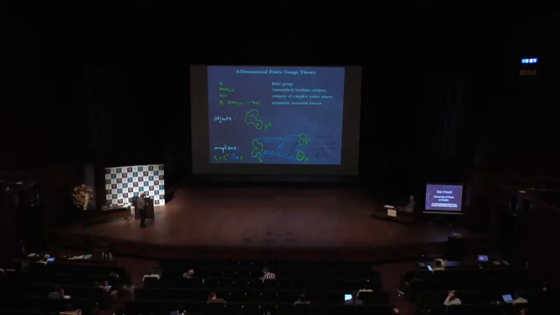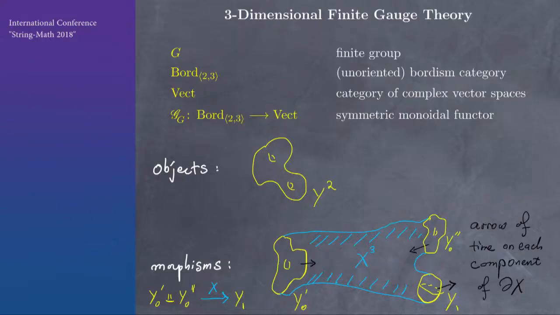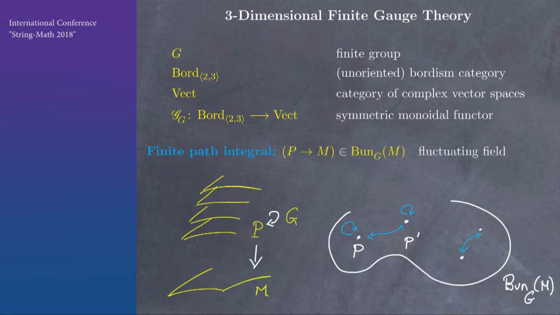Given a finite group G, there's a simple finite gauge theory. And how do you construct it? Well, it's constructed by the usual kind of path integral. Attached to any manifold, and here we're going to have 2- and 3-dimensional manifolds, we have a space of fluctuating fields, meaning the ones we're going to sum over.